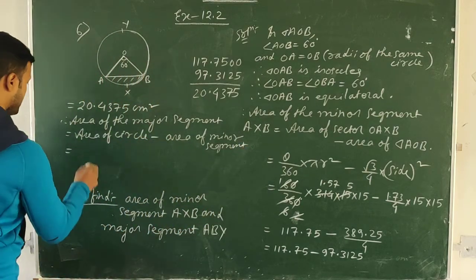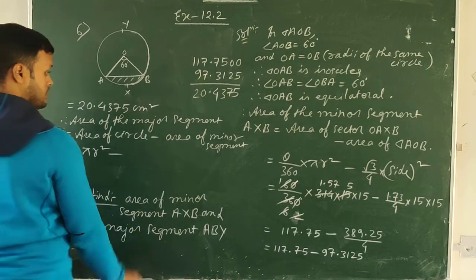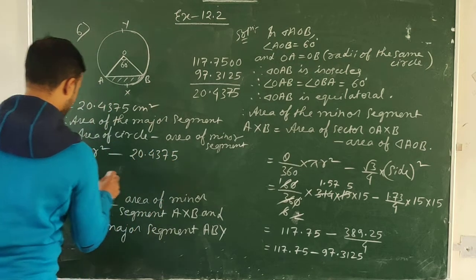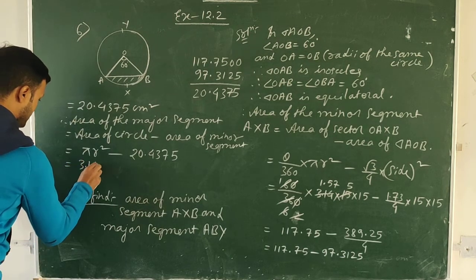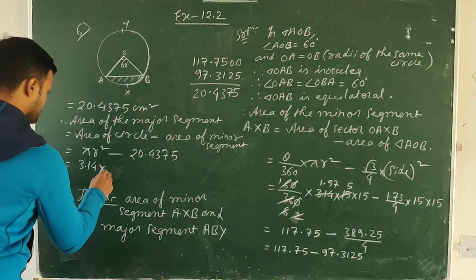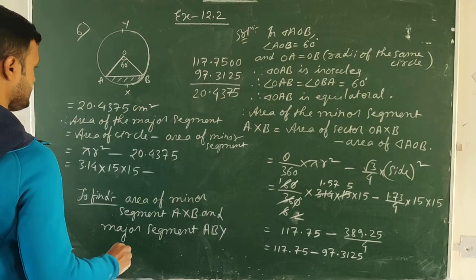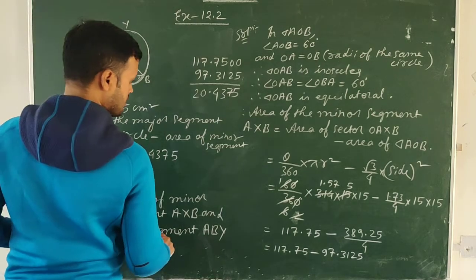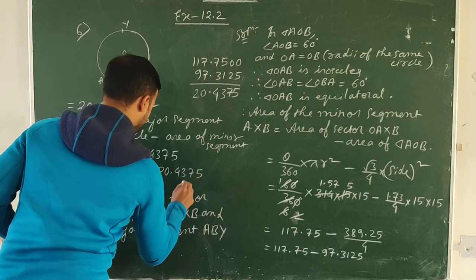Area of circle is pi r square. Area of the minor segment we already have as 20.4375, so directly we put it here. So pi is 3.14, and radius is how much? Radius is 15. So 15 into 15, minus 20.4375.